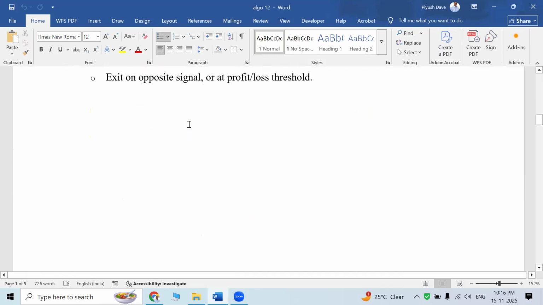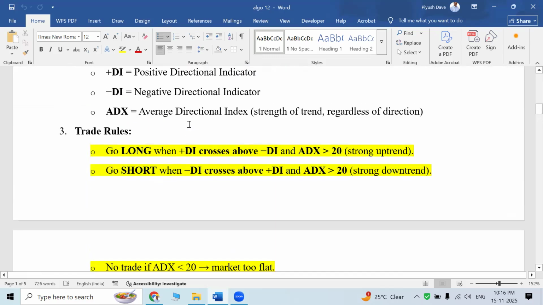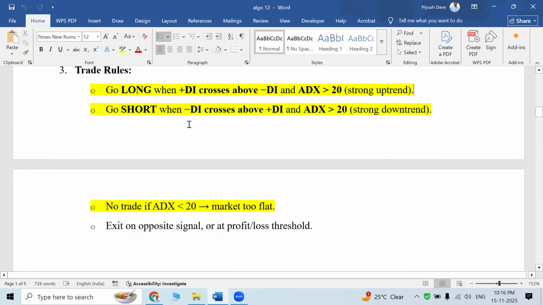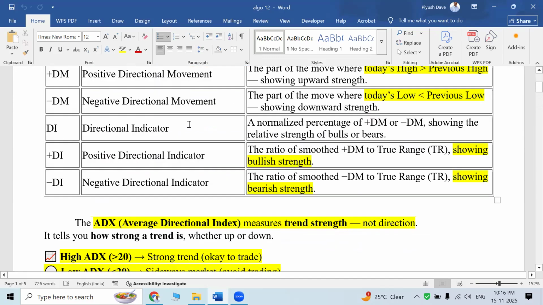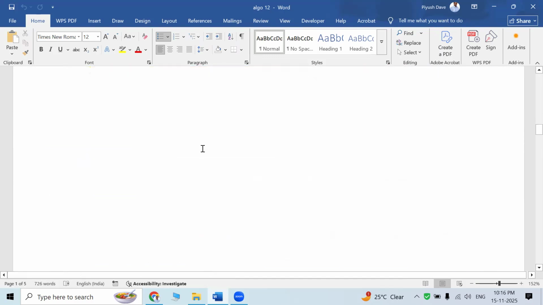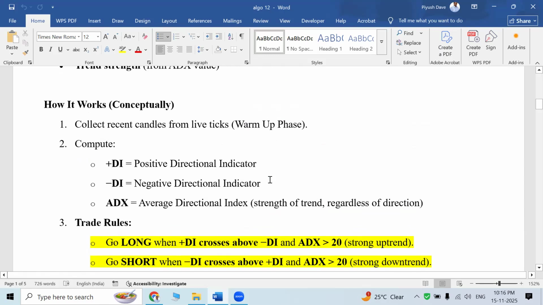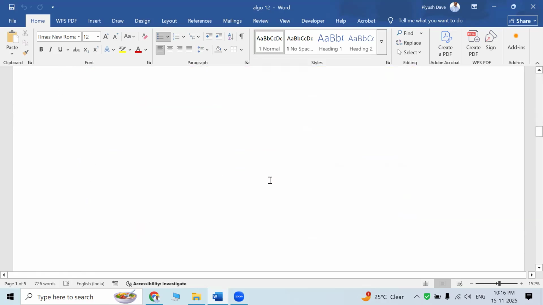Then we exit the position whenever a particular rule is met, like 0.5% profit booking. We can keep the loss at 1%. For total drawdown, if there is a 5% drawdown in the capital, the algo stops directly. So the rule is very simple. We calculate plus DI and minus DI for understanding the direction.